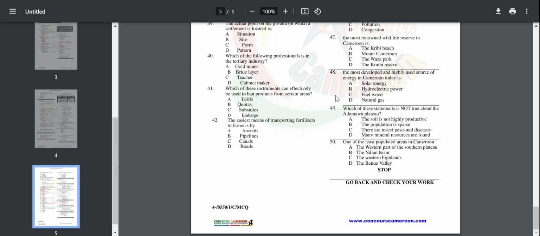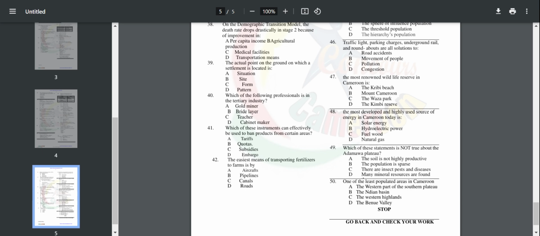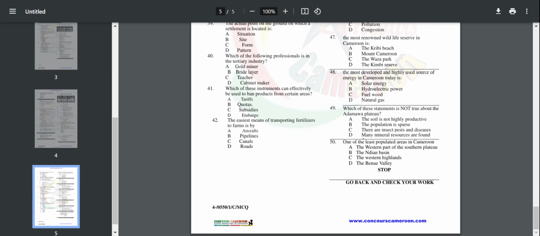Question 49. Which of these statements is not true about the Adamawa Plateau? The answer is A, the soil is not highly productive.